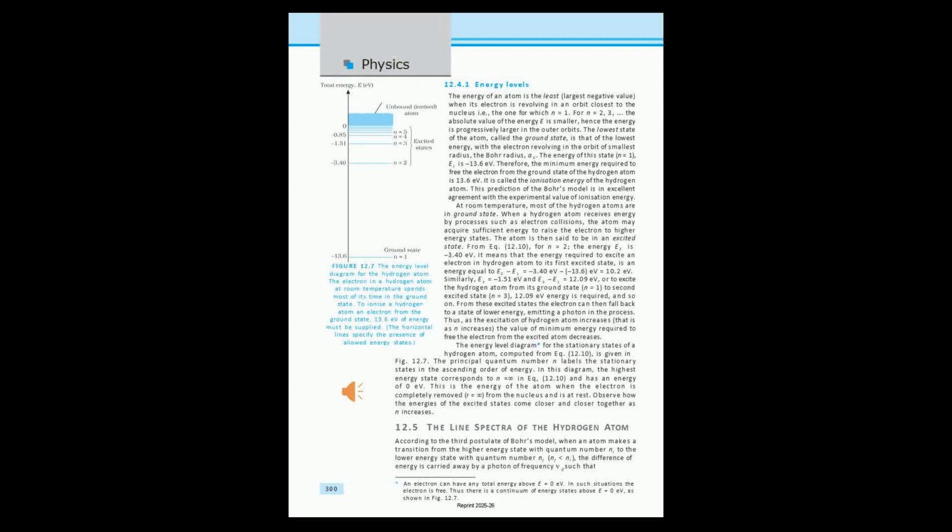The energy level diagram for the stationary states of a hydrogen atom, computed from equation 12.10, is given in figure 12.7. The principal quantum number n labels the stationary states in the ascending order of energy. In this diagram, the highest energy state corresponds to n equals infinity in equation 12.10, and has an energy of 0 electron volts. This is the energy of the atom when the electron is completely removed, r equals infinity, from the nucleus and is at rest. Observe how the energies of the excited states come closer and closer together as n increases.